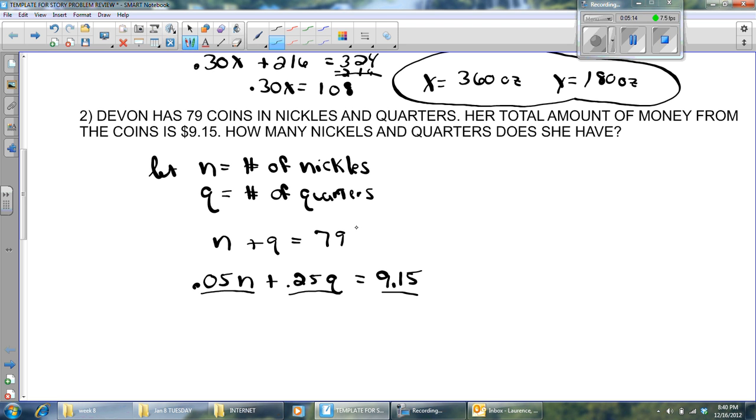All right, I think I want to deal with the n variable. So I'm going to solve for n, and n is going to be the same as 79 minus q. All right, so I'm going to rewrite this second equation using substitution: 0.05 times 79 minus q plus 0.25q, and that'll equal 9.15.